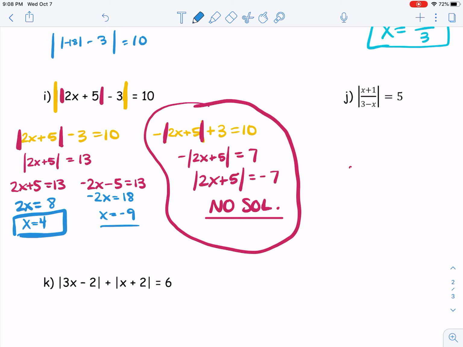Let's try this one more time. I went too fast. All right. Okay. Absolute value of 2 times negative 9 plus 5, oh, that's what I was missing, minus 3 equals 10. Okay.